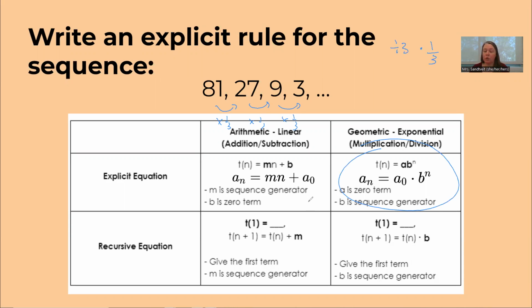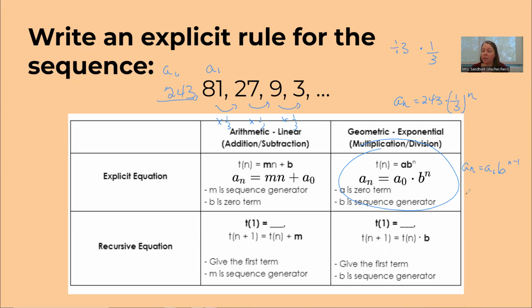It's geometric. I could write it like this, or remember we talked about, we could write it as the first term times b to the n minus 1. It really makes no difference. So if I wanted to think of it this way, if this is term 1, then term 0, because that's what I need here, would be, back it up, right? Times the 81 by 3, this would be 243. So I could write a sub n equals 243 times 1/3 to the n.